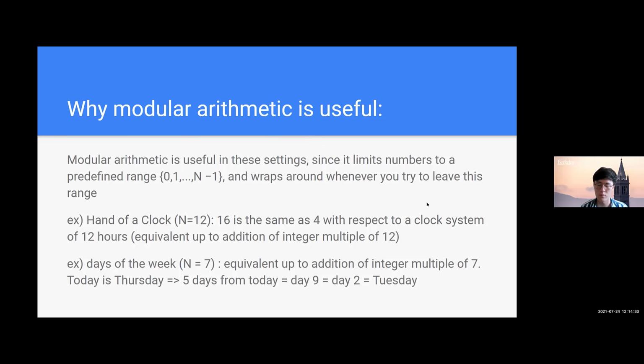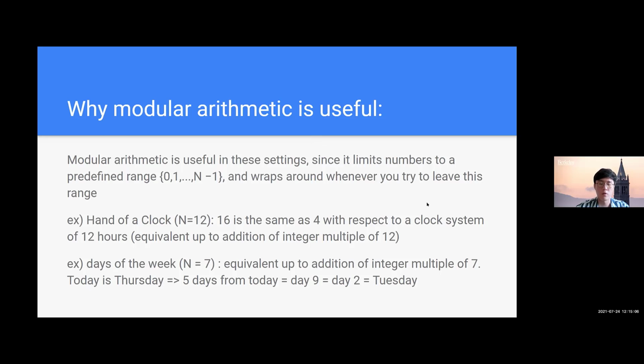A traditional example is the hand of a clock. If you're asked what time it will be 13 hours from 1 p.m., you just say it's 2 a.m. rather than 14. Since our clock only displays 0 to 12, and we assume it displays 12 as 0, we are limiting numbers to a predefined range from 0 to 11 inclusive. Whenever you add two numbers in this setting, you divide by 12 and provide the remainder as the answer.